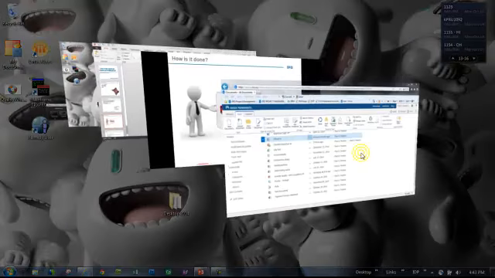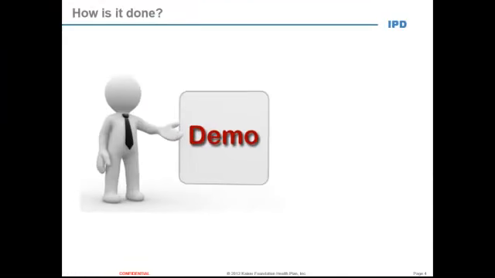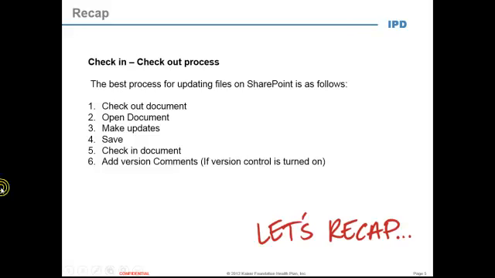Let's hop back over to our PowerPoint for a quick wrap-up. First, we check the document out. Then we open the document. And remember, this can happen in reverse order if you're using Microsoft Office 2013. We made our changes. We saved our changes. We checked our document back in. And then we added our version comments. That is the check-in, check-out process.